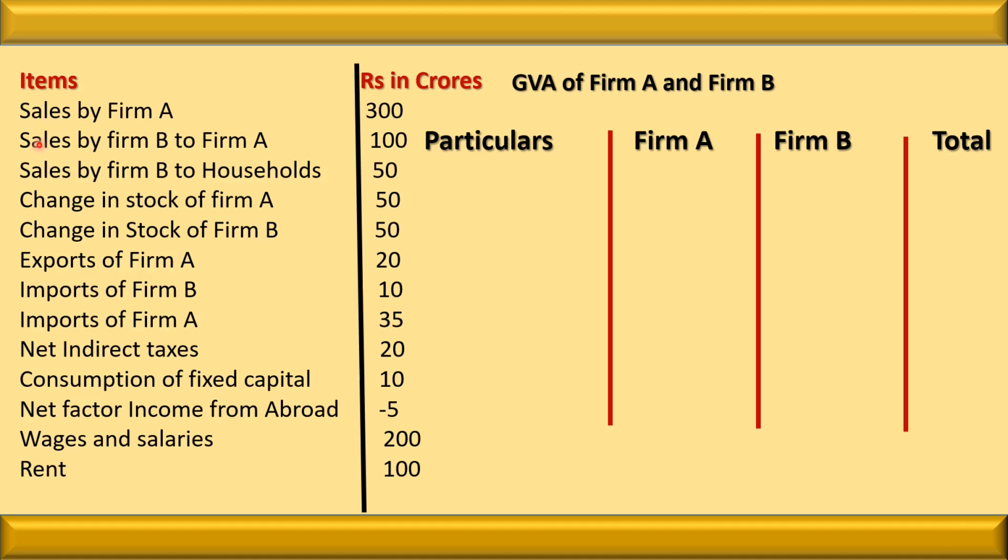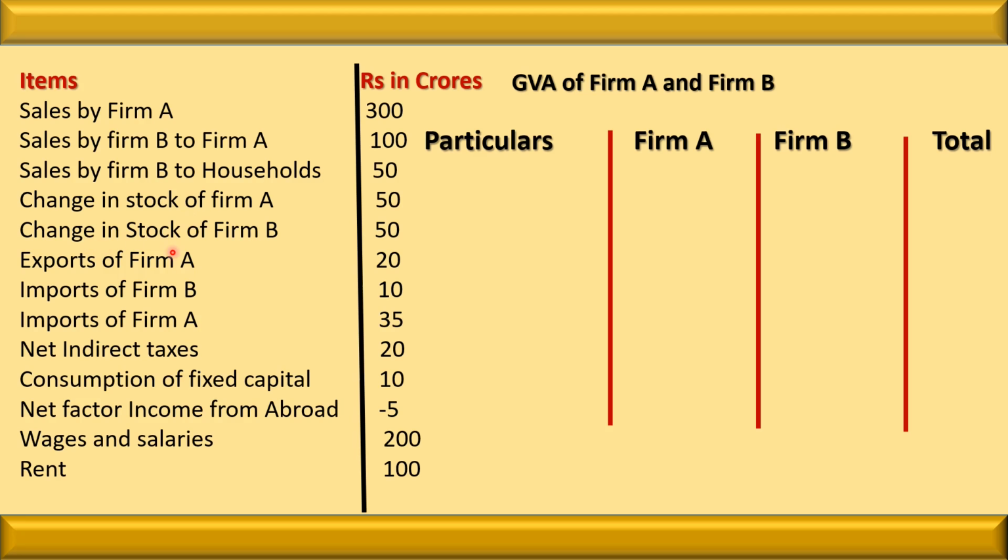Here let us see the information. Under the information, sales by firm A is written. It means total sale of the firm A is written. In the case of the B, breakup is given. Sales breakup is given. Total sale by the firm B is not given to us. Here we can say sale by the firm B to firm A. It means firm B's sale and firm A's purchase is given.